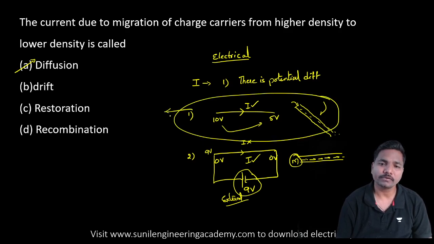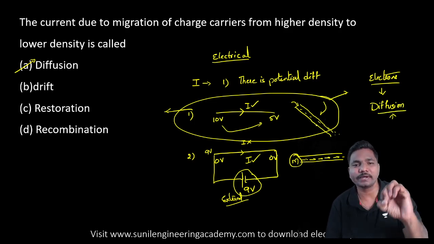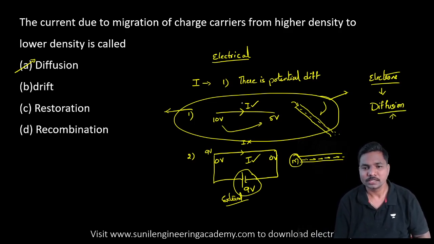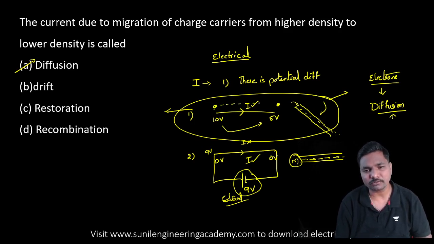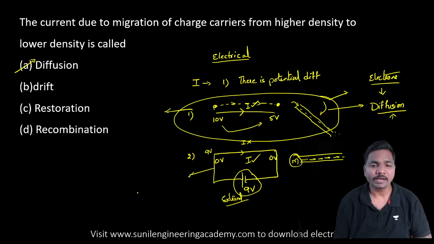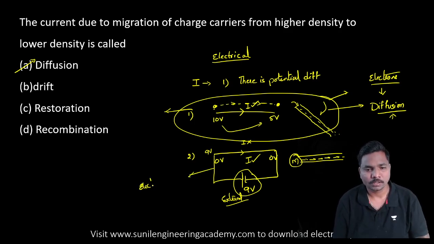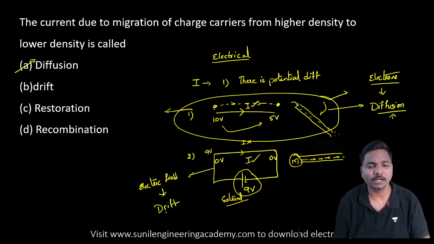In electronics, this type of current is nothing but diffusion current. Whenever there is a difference in the charge carriers, here higher density, here lower density, the migration of charge carriers from high density to low density is nothing but diffusion. In the same way, whenever you apply external force due to electric field, the current flowing due to electric field is nothing but drift by external force.